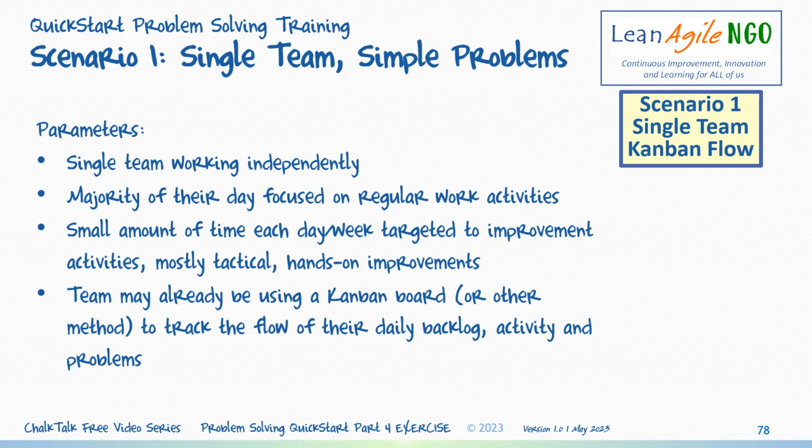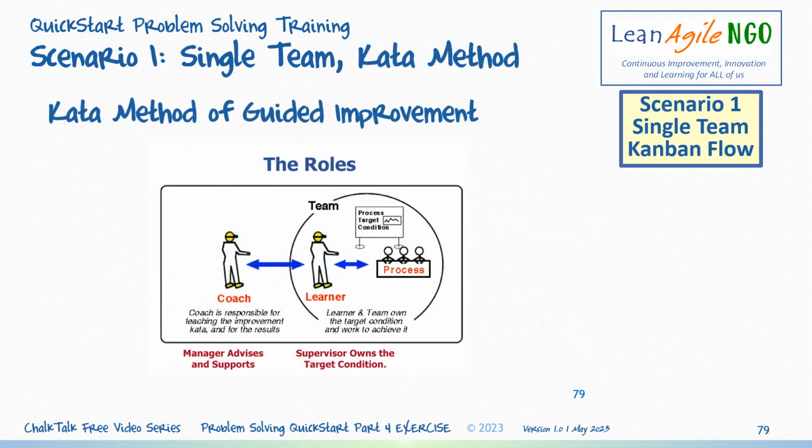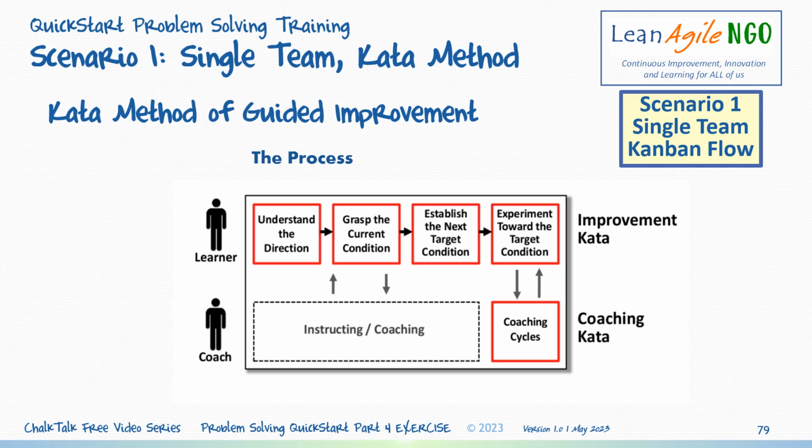Now let's briefly explore how the Kata method works. The Kata method assumes the presence of a skilled coach that moves around the organization each day, spending a dedicated amount of time helping each team. The coach helps the team work through the problem-solving process each day.